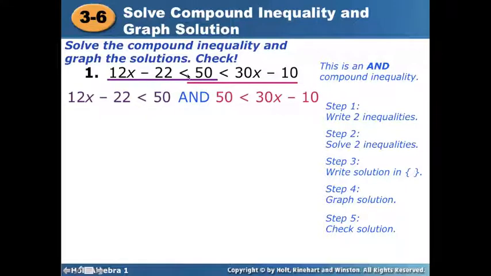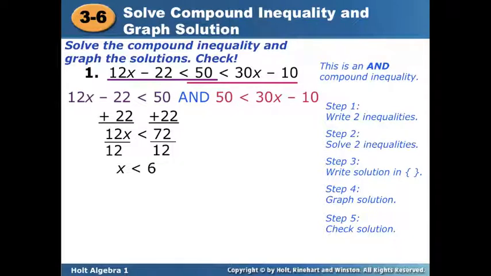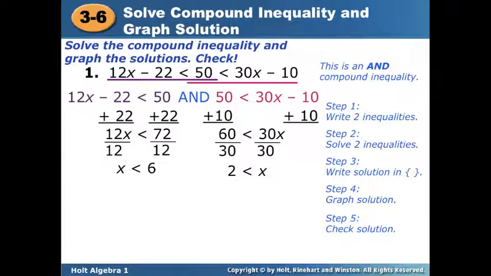We're now going to solve the inequalities. For the first one, we'll need to add 22 to both sides. Then we have 12x is less than 72. Next, divide by 12. Here we find that x is less than 6. Then solve the second inequality. We're going to add 10 to both sides. So we have 60 is less than 30x. And then divide by 30. You should find that solution to be 2 is less than x.